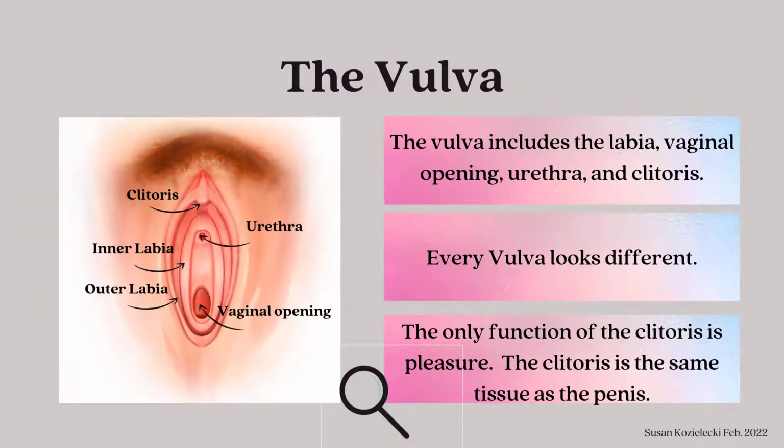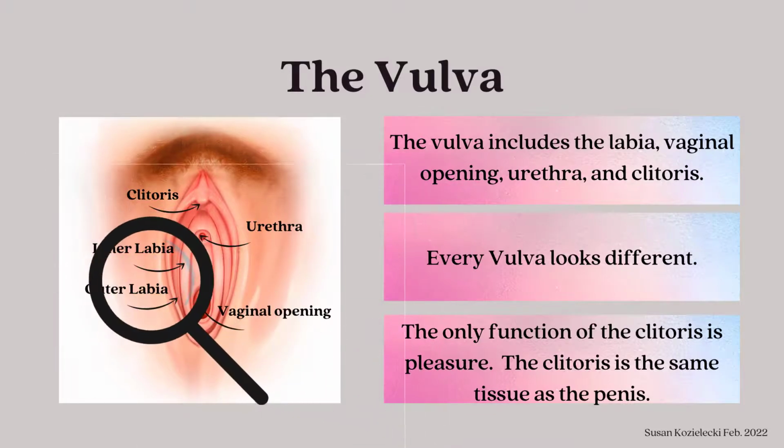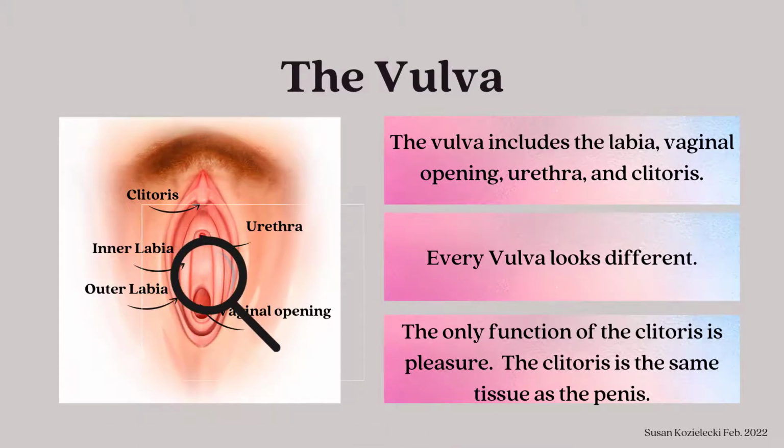The vulva. The vulva includes the labia, vaginal opening, urethra, and clitoris. Every vulva looks different. The only function of the clitoris is pleasure. The clitoris is the same tissue as the penis.